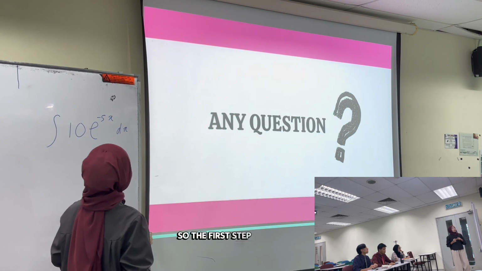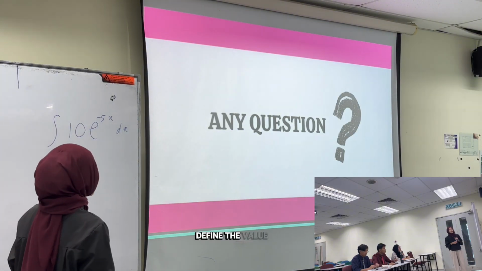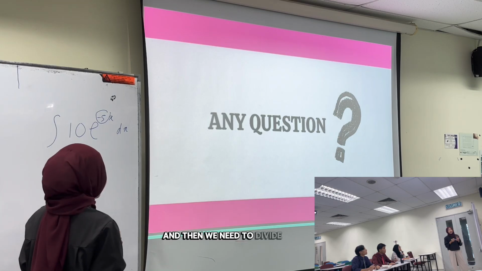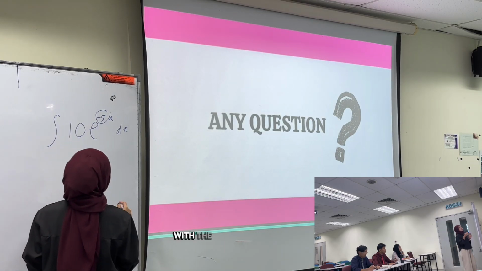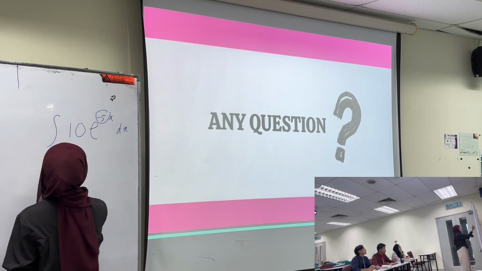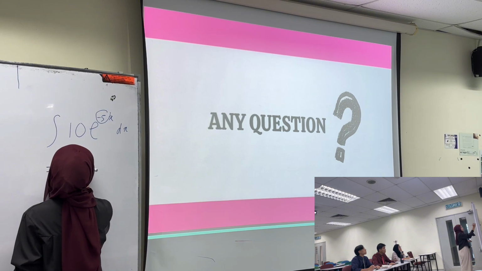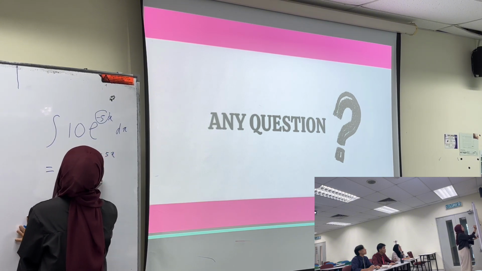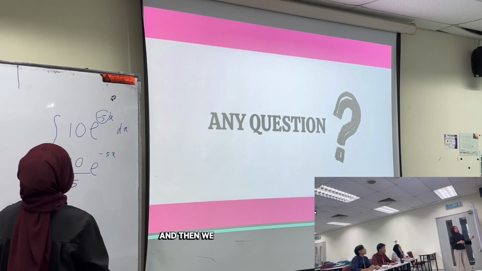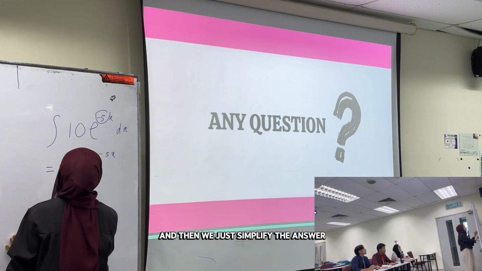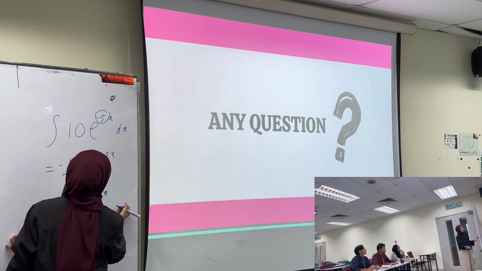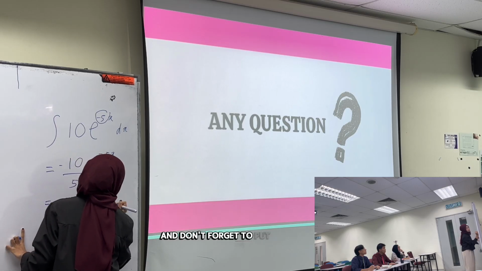So the first step, you need to define the value of A, which is negative 5. And then we need to divide by it and put it back into the equation. And then we just simplify the answer. And don't forget to put constant C.